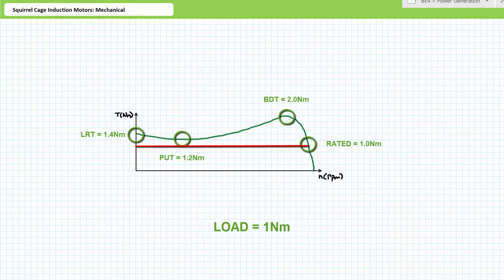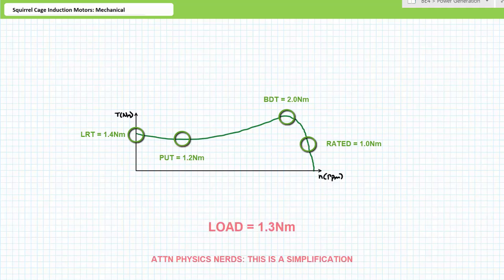Given there is sufficient locked rotor torque, the motor quickly accelerates and transitions to the rated speed. In summary, if the applied load is below the pull-up torque, i.e. the dip in the speed torque curve, the motor will accelerate until it reaches a stable speed and torque point on the curve. Not so if the applied load is above the pull-up torque. Consider the same motor moving something that exerts a constant 1.3 Newton meters of counter torque, i.e. below the locked rotor torque, but above the pull-up torque.